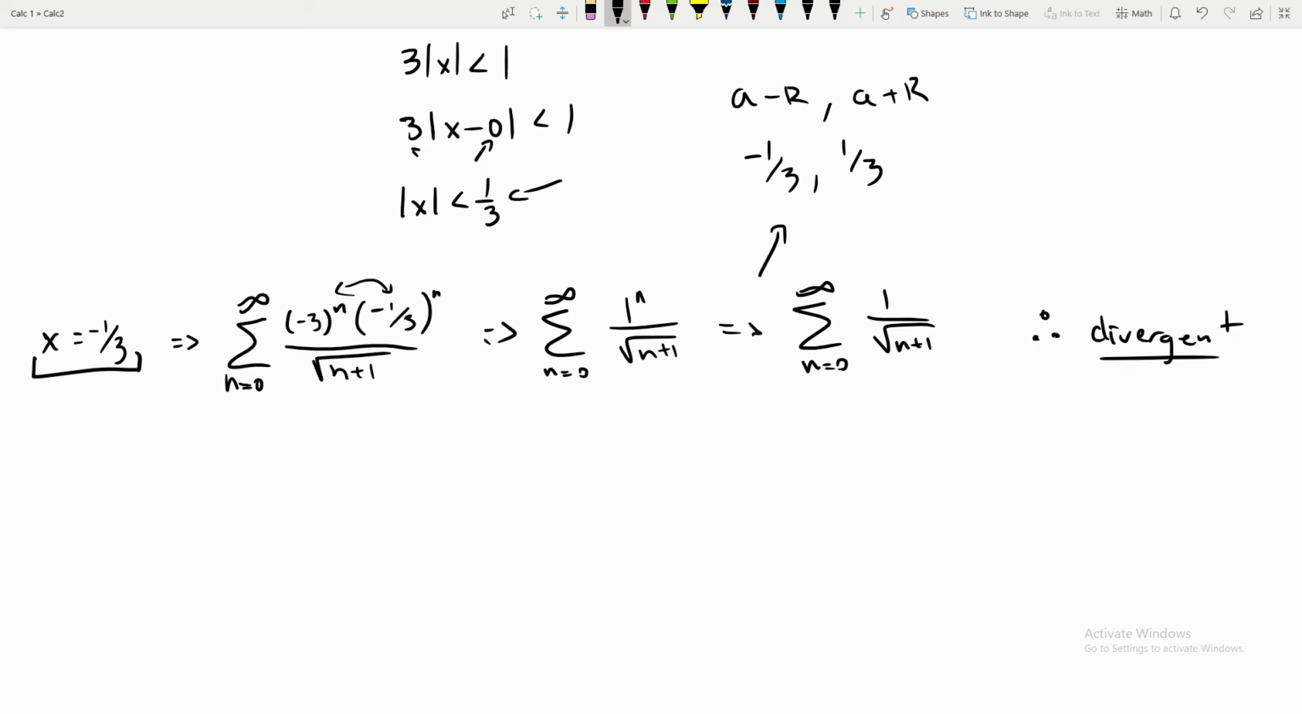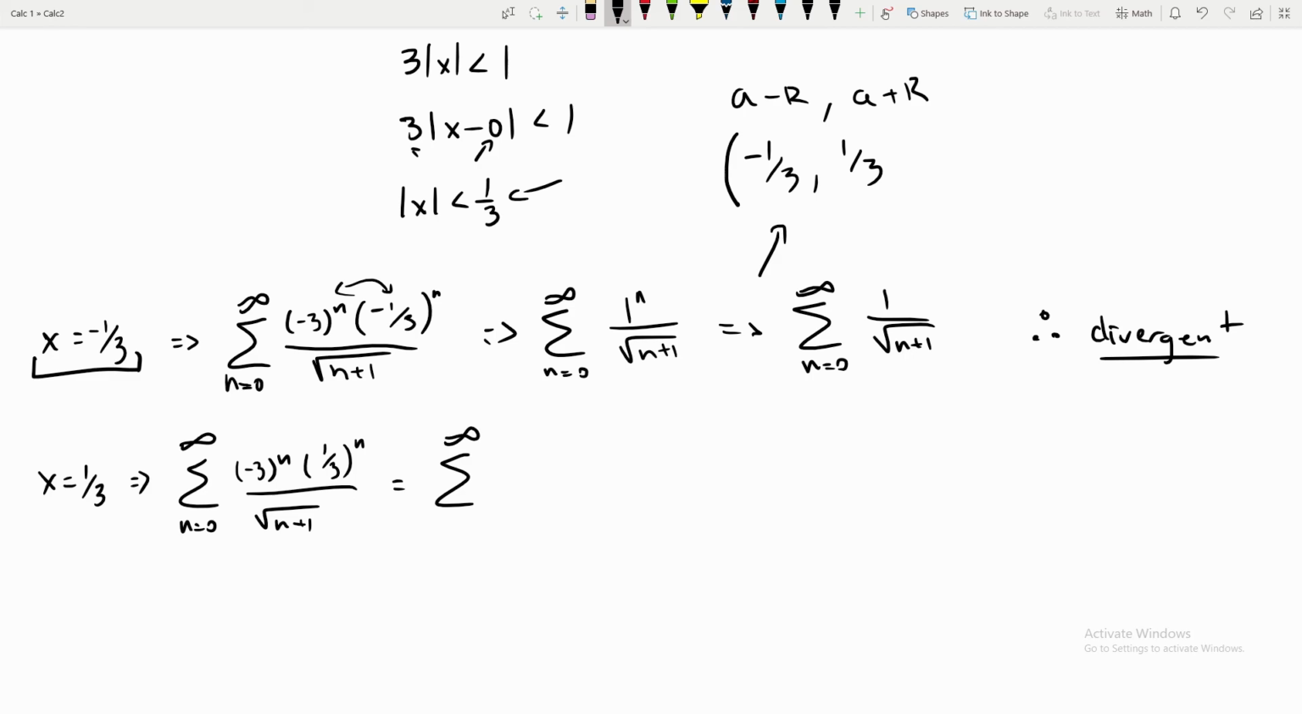So that means that around here we would have a circular bracket. However, if x is equal to 1/3, then the series would look something like this. It would be the same, however now we would have just 1/3 substituted in for x. And in this case, we would get the alternating series that looks like this.